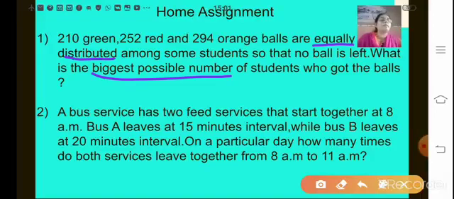So multiples are occurring. So what type of question is this? This is an LCM type of question where you have to find the LCM of 15 and 20 and find out how many times the bus services leave together from 8 a.m. to 11 a.m. So this is the home assignment to be done in your homework part.